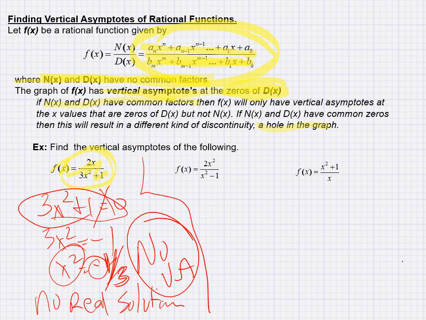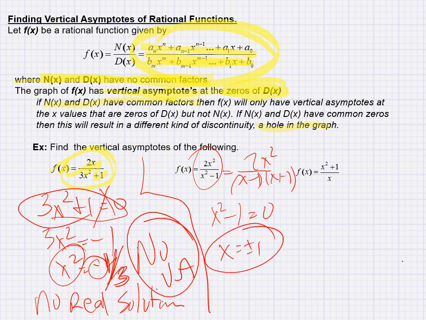Look at the next one. You can factor the denominator, but it doesn't help you simplify. (x minus 1)(x plus 1) is that denominator. 2x squared in the numerator, nothing cancels. So it's simplified as much as possible. So if I set that denominator equal to 0, I get x equals plus and minus 1 as my solutions. Well, those are my vertical asymptotes. I have two of them. One at x equals positive 1, that vertical line. One at x equals negative 1, that vertical line.